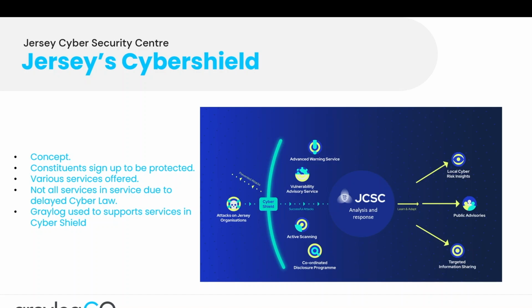And then we have coordinated vulnerability disclosure. That's when somebody comes to us and says, hey, I found a problem with this system, can you go and talk to the owner for me? And then there's us in the middle, doing our thing, providing analysis and response, and then on the right, outputs. So we have local cybersecurity insights, public advisories, and targeted information sharing. Now, not all services are in service due to the delayed cyber law, and Graylog is used to support some of the services in the Cyber Shield.